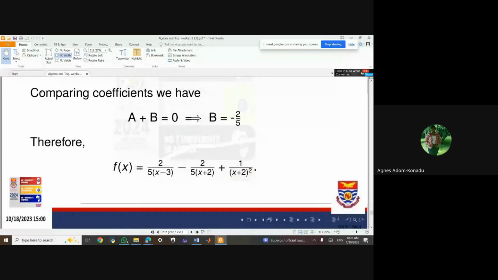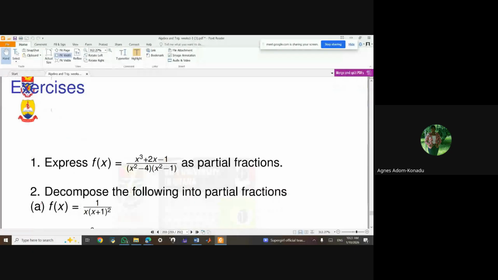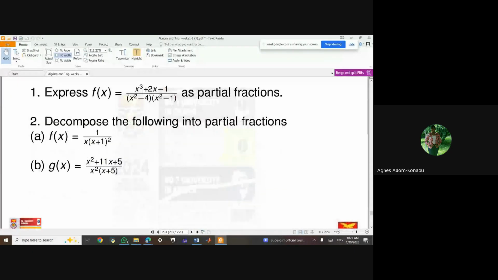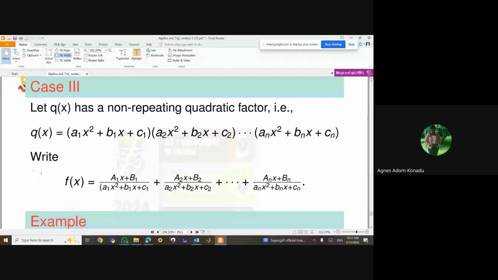So I can now write the partial fraction. My a is 2 on 5. So I have 2 on 5 over x minus 3, minus my b, which is negative 2 on 5, so I have minus 2 on 5 over x plus 2, then plus my c, which is 1, so I have 1 over x plus 2 squared. That is it. So you have some examples here. You can decompose them. Are you okay? Yes, please. More than okay.